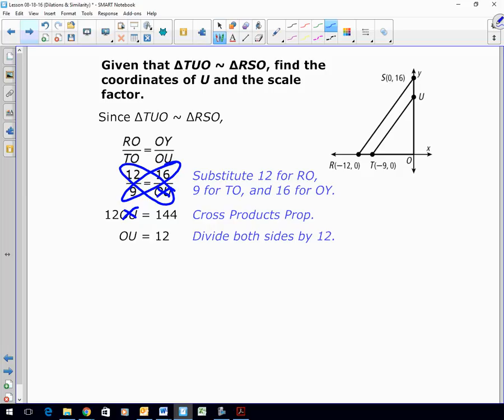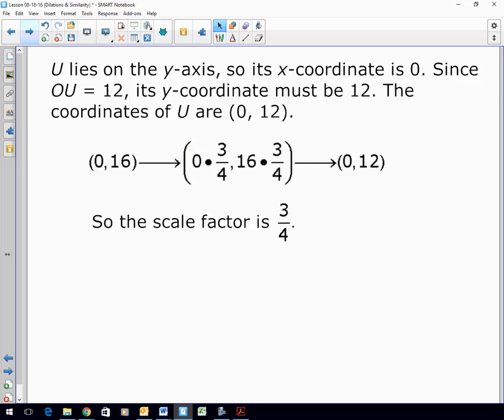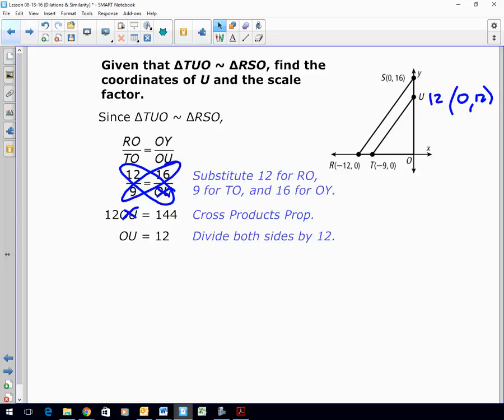That means that OU is 12. Okay? The coordinate point would be 0, 12. It lies on the y-axis, so its x-coordinate is 0. Since OU is 12, its y-coordinate must be 12. Coordinates of U are 0, 12. Scale factor is 3/4. What? Okay. How did they go from 0, 16 to 0, 12? They applied a scale factor of 3/4.